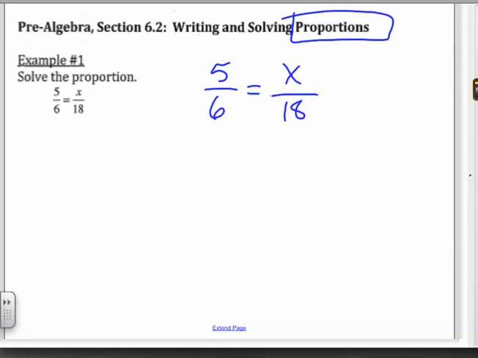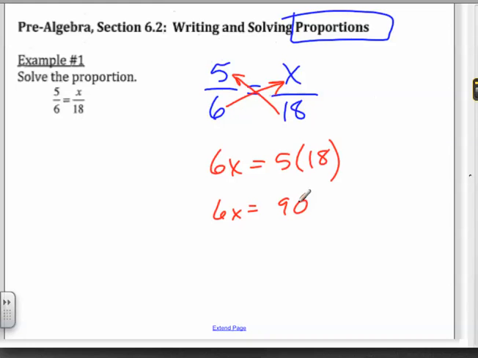Now, gentlemen, whenever I have a proportion, I can cross multiply. 6 times x is equal to 5 times 18. And now I have no more fractions. Okay? Cross multiplying. I need to simplify. 6x is equal to 5 times 18, which is 90. And then divide both sides by 6. And x is equal to 15.